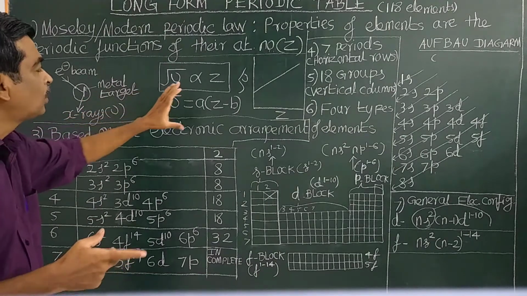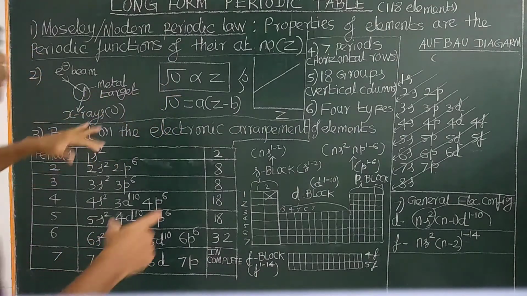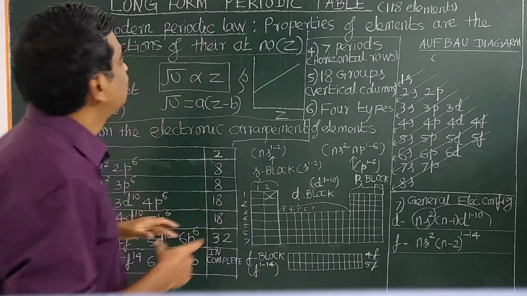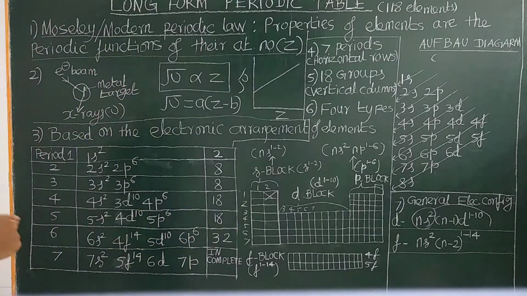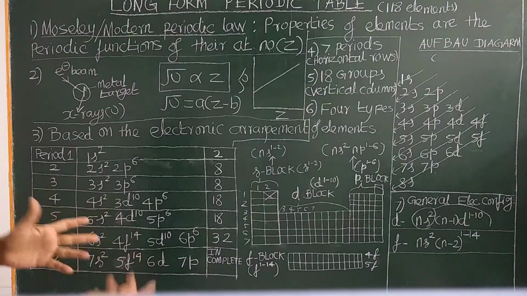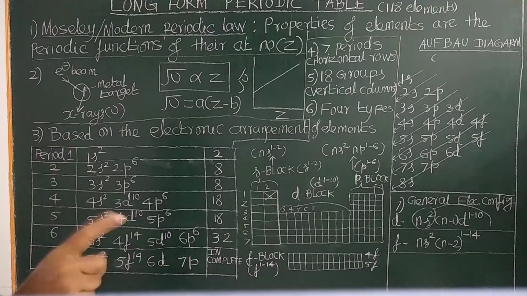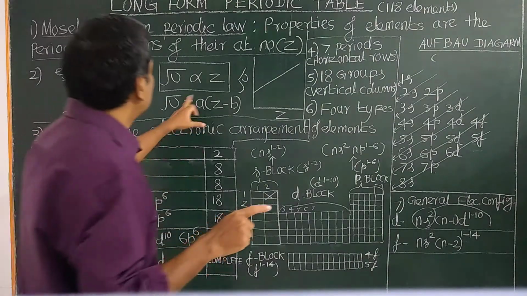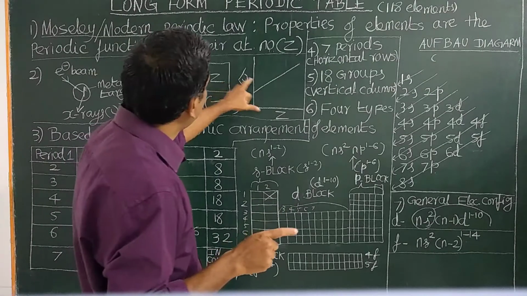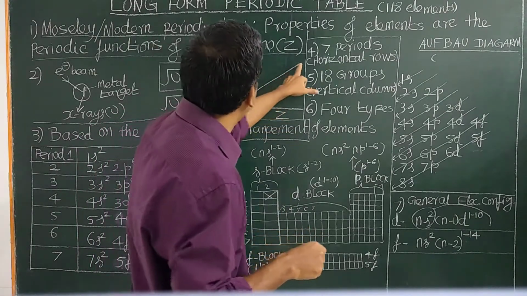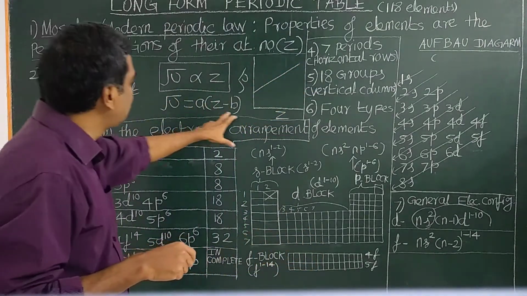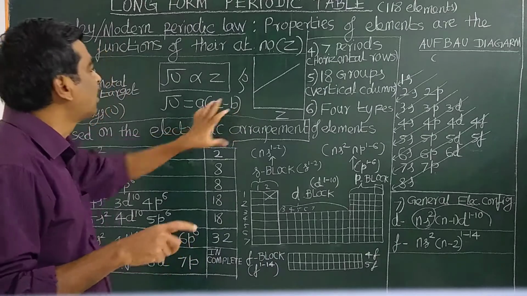Therefore, he proposed this modern periodic law. The properties of elements depend on their atomic number, not on their atomic masses. So on plotting square root of nu versus Z, a straight line is obtained, and thus a straight line equation, where a and b are constants.